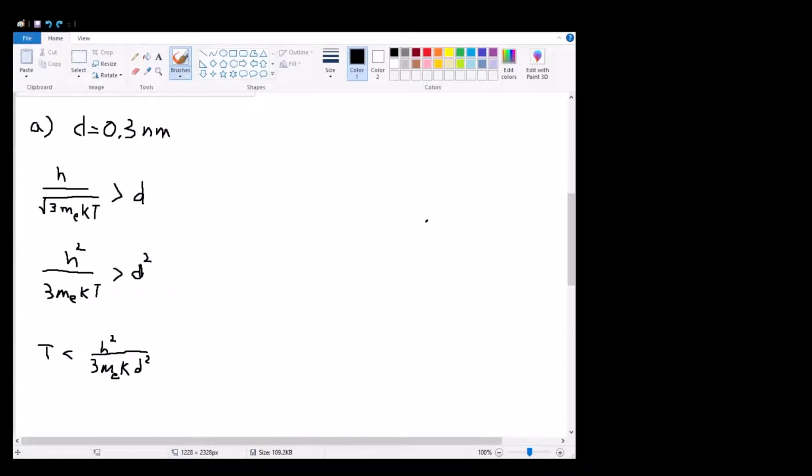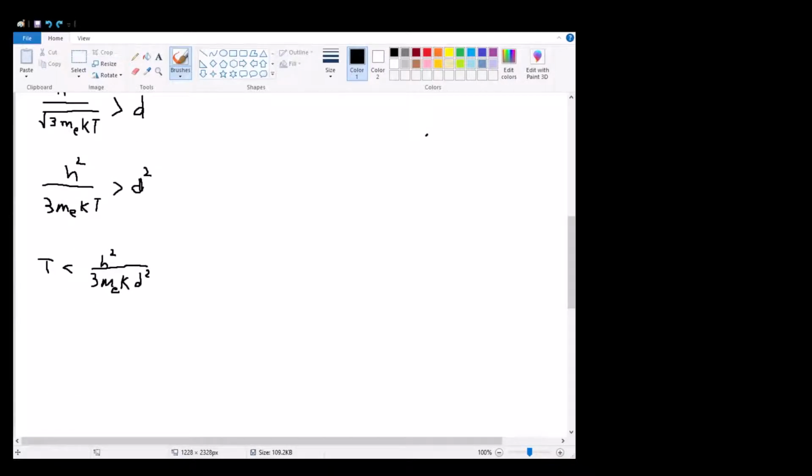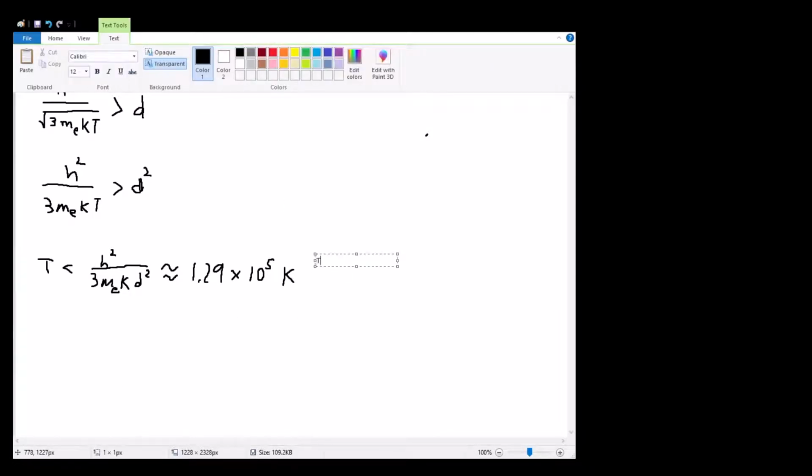And then finally, the mass of an electron in kilograms, which is 9.109 times 10 to the negative 31st, we're going to get that this is roughly equal to 1.29 times 10 to the 5th Kelvin. So let's add some text. Temperature must be below this for electrons to behave quantum mechanically in a solid.